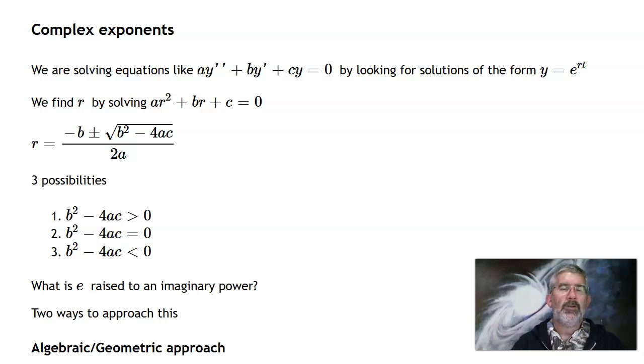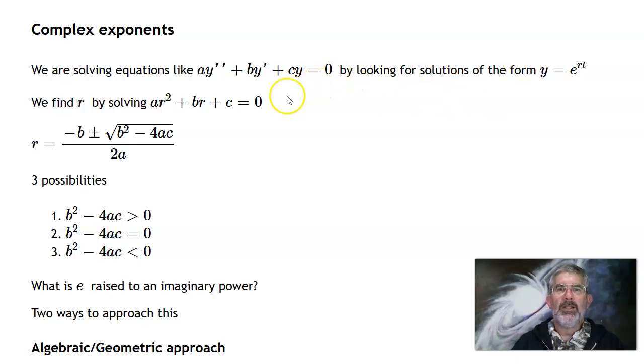In this video, I want to take a look at what happens when you plug a complex number into an exponential function. The reason I need to look at this is because we're solving differential equations of this kind: second order linear with constant coefficients, a y double prime plus b y prime plus c y equals 0. And we started doing these by saying, let's look for solutions of the form y equals e to the rt.